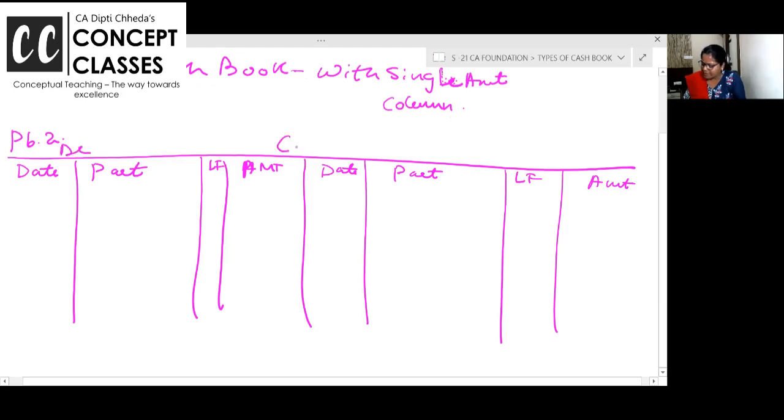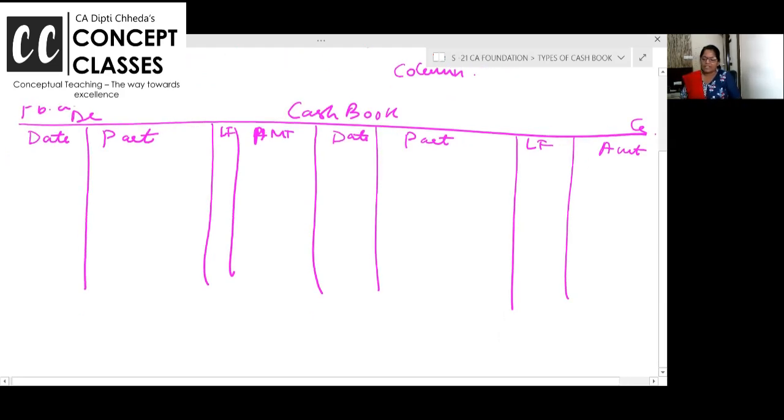This is the debit side, write the heading in between. Cash book. It's always for the year, for the month, for the whole month, you're recording the transaction. So prepare the cash book, single column of amount. Ledger folio is when you post it in the ledger, which account is affected.